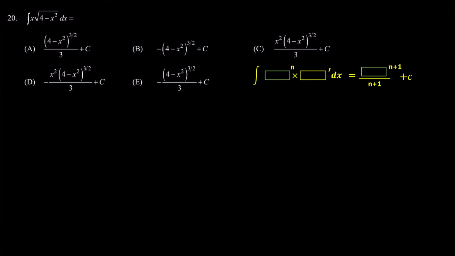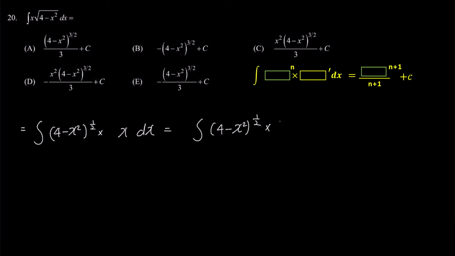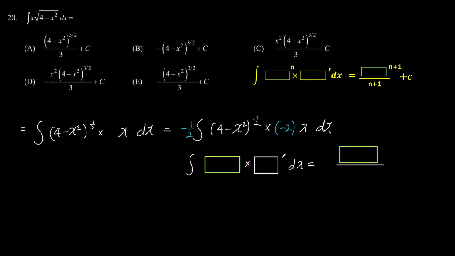This example has a square root. If you can distinguish between the box and the box prime, there will be no problem. Let's make it clearer by changing the exponent to half and rearranging the terms. How about that? 4 minus x squared is the box, and it looks like we need its derivative, which is minus 2x. So we multiply negative 2 in front of x and divide by the same value in front of the integral sign. Now let's bring in the box rule and fill in the blanks.